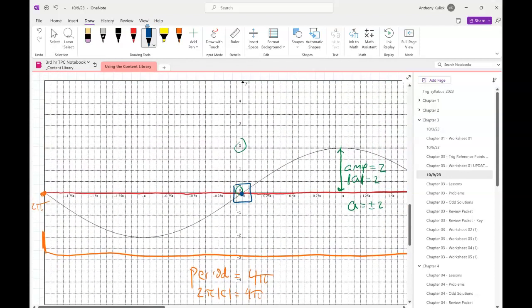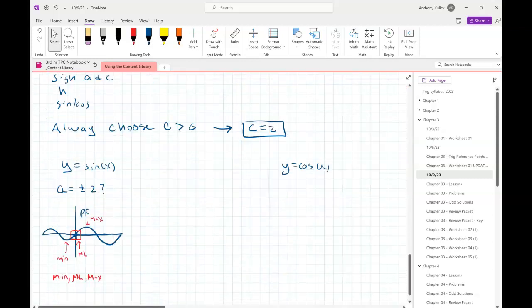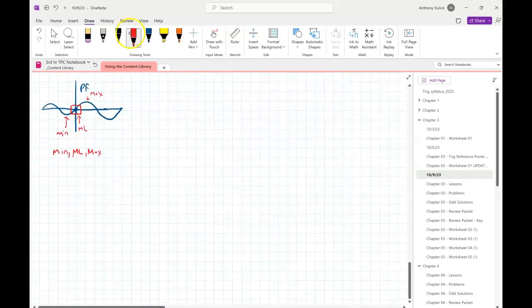Seems like this would be the obvious choice, right? That's the only midline point where I can see what's happening before and after it. Everybody agree? So if I look here, I'm going minimum, midline point, maximum. Everybody agree? So let's show what we have.